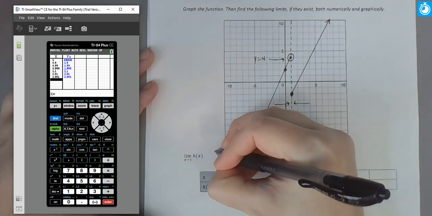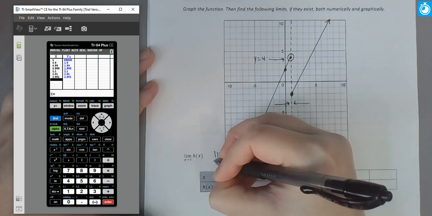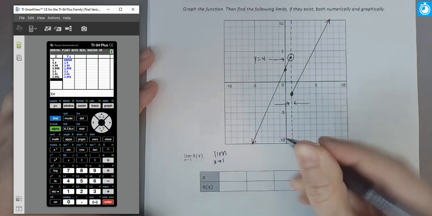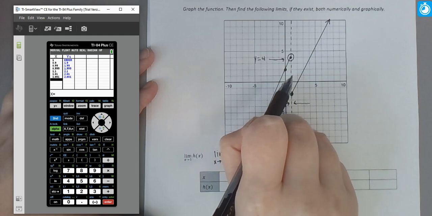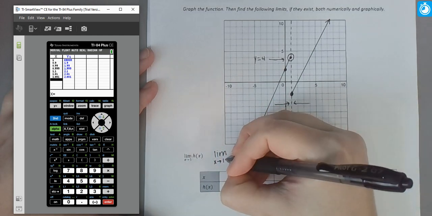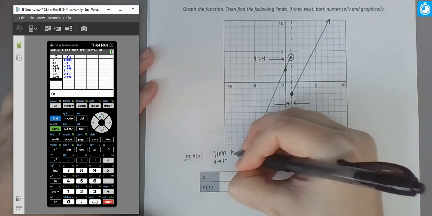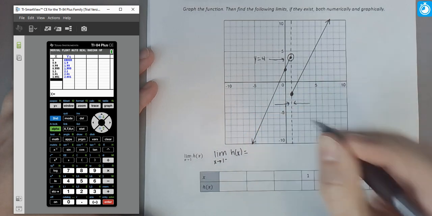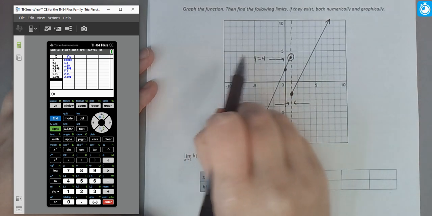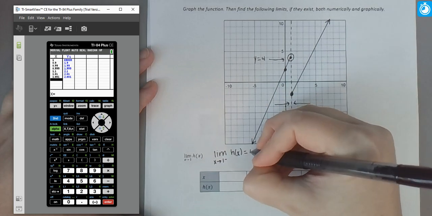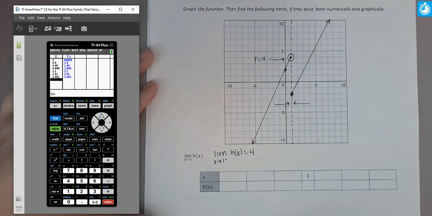So the way we could say that is that the limit as x approaches 1, as our x values get close to 1, the limit as we approach 1 from the negative side of our function, well, the y values are getting closer and closer and closer to y equals 4. So the limit is equal to 4.